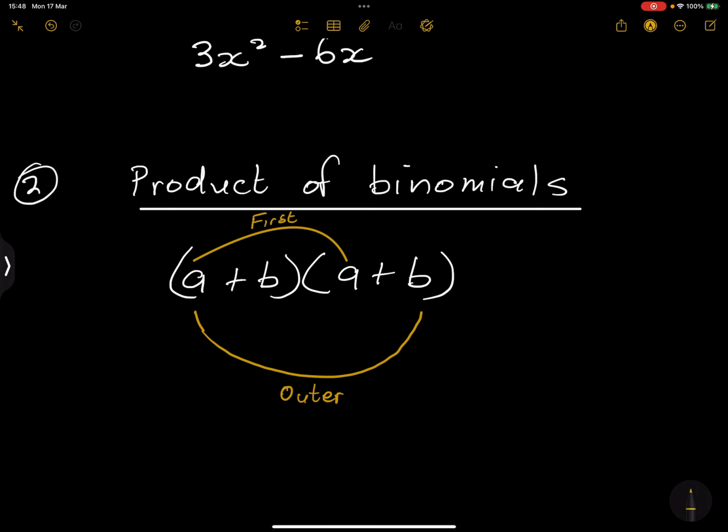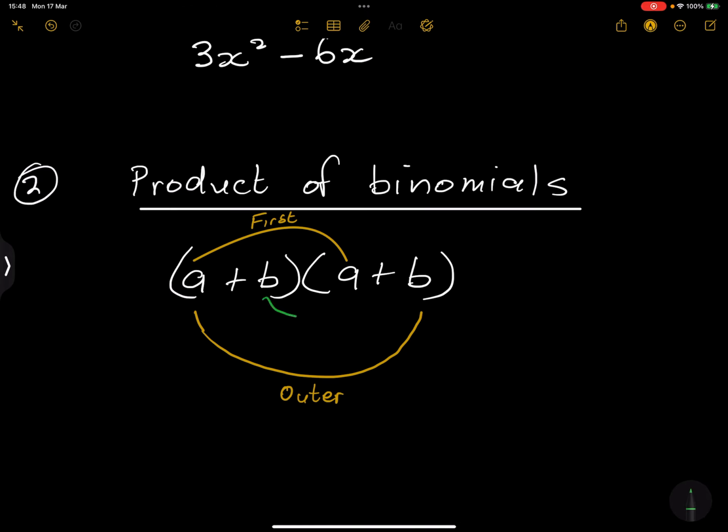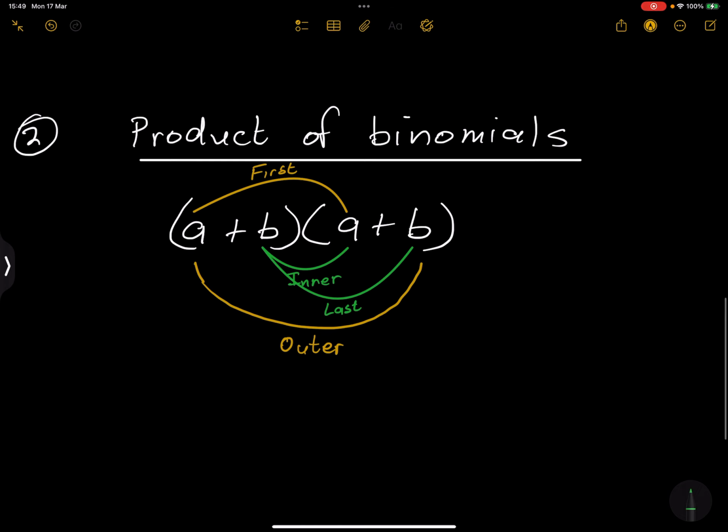And I'm going to take the inner ones. So B multiplied by A, that's inner. And finally, I am going to take A multiplied by B. Those are the last ones, right? All right, so in this case, we use what we call our FOIL method, okay?